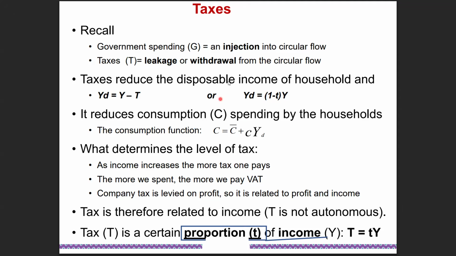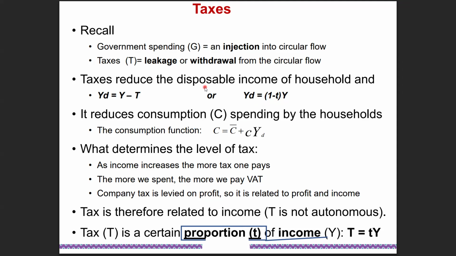So recall government spending, which is G, is an injection into the circular flow, right? An injection is basically like an inflow of money into the circular flow. Right, government spending is therefore an injection, while the tax is a leakage or a withdrawal from the circular flow. Right, taxes is an outflow of money in the circular flow because that is money that is not spent, but rather is taken out from the circular flow. So taxes reduce disposable income of households.